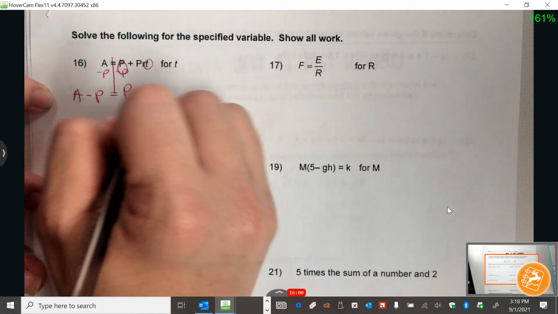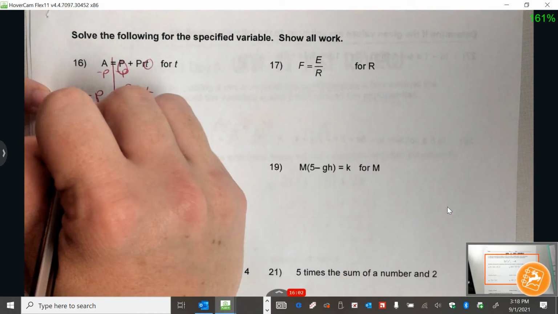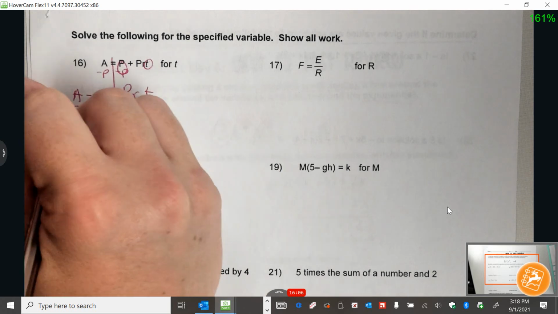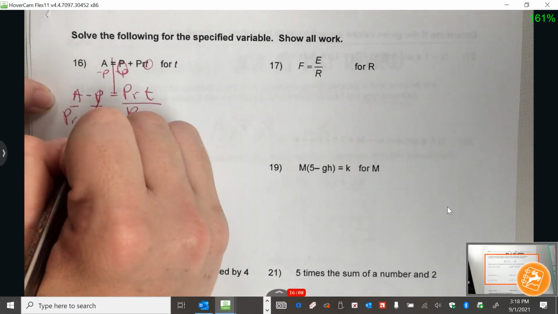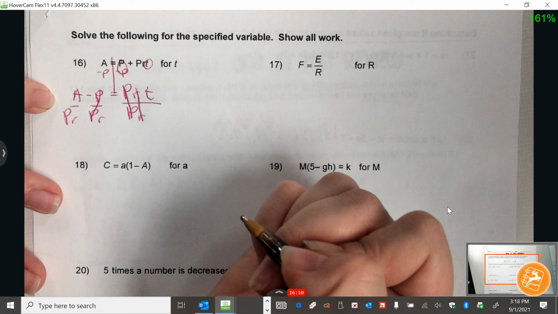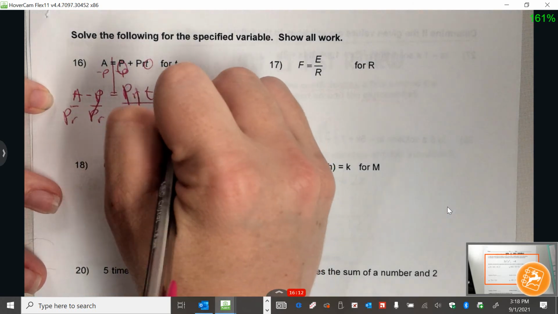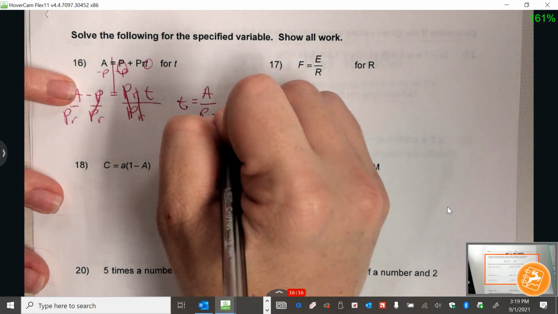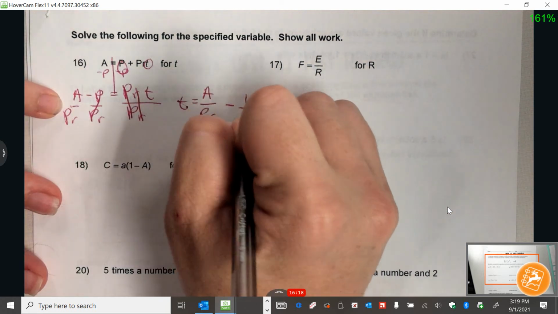Well, now I only have multiplication left. How do I get rid of multiplication? I divide. So divide by pr, divide by pr, divide by pr. I separated because these p's can cancel just like those p's and r's can cancel. And I'm left with t equals A over pr, because nothing canceled there, minus, well, you can't have an empty top, so 1 over r.